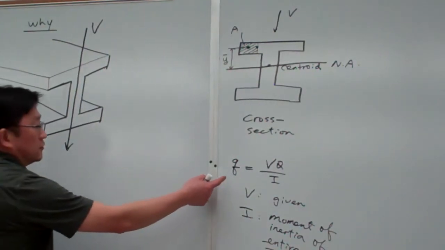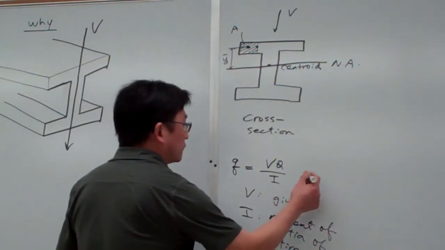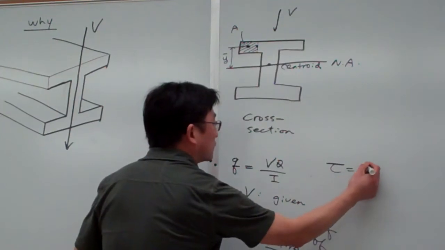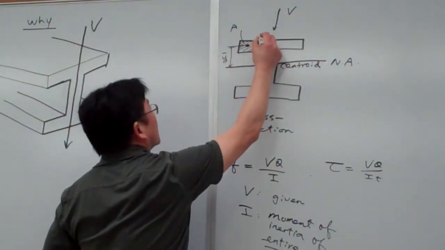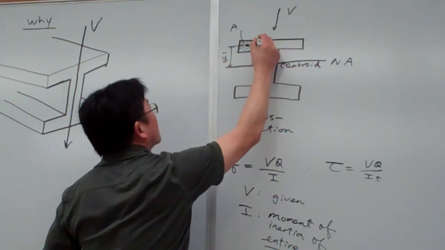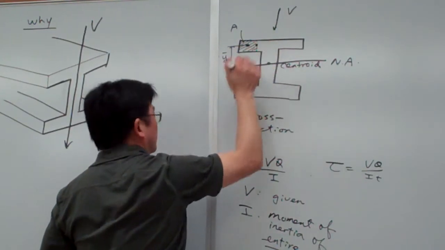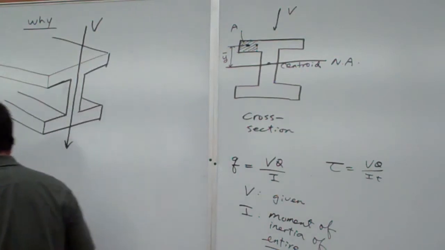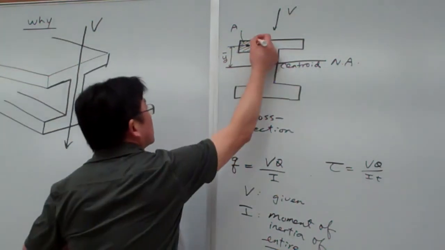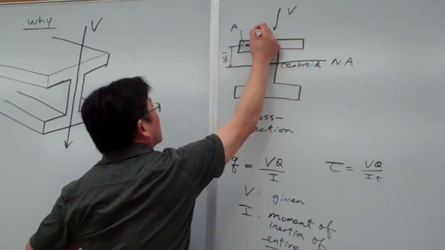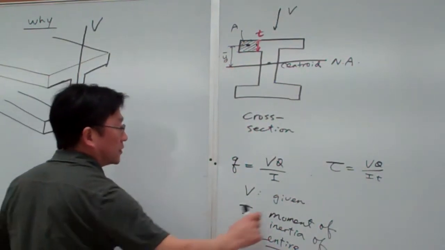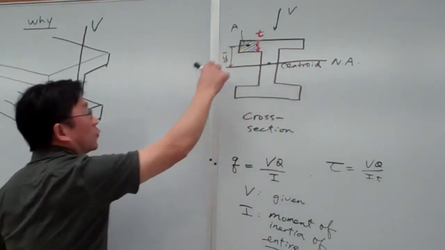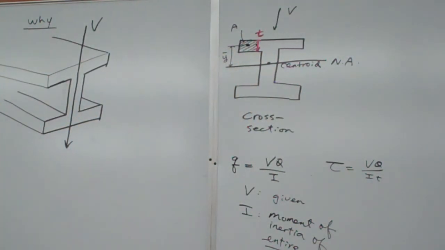Using this formula, we can calculate tau. Tau equals VQ over IT. And T, for example, here is the dimension. This is T. T is the thickness. Here, T is the width of the cut we made.